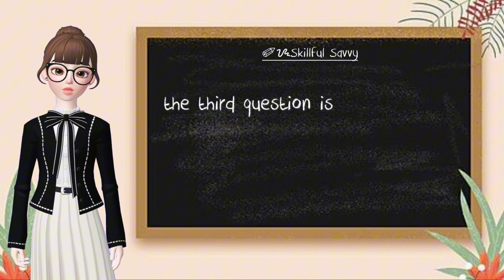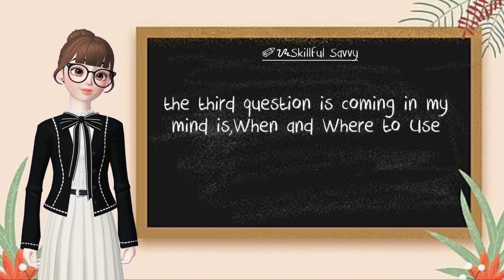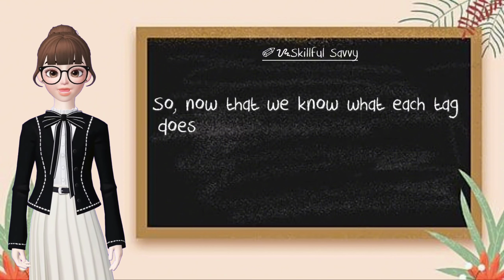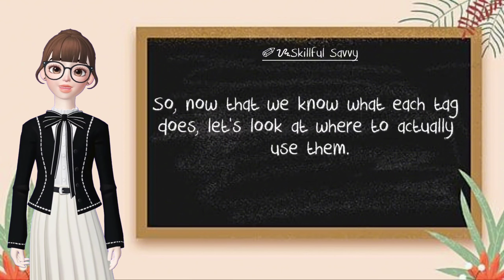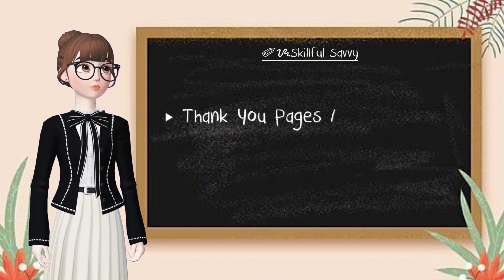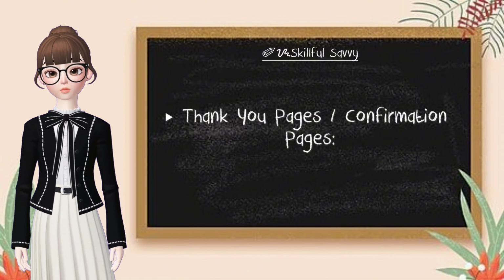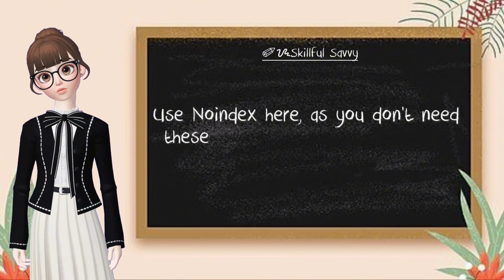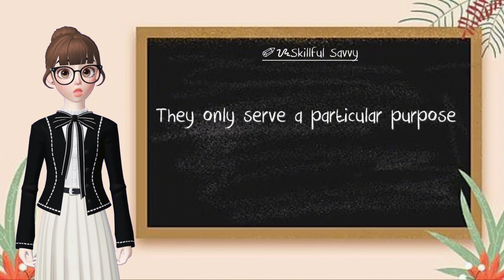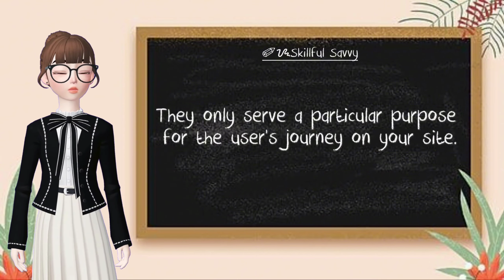The third question that comes to my mind is when and where to use robot tags. So, now that we know what each tag does, let's look at where to actually use them. Here are some examples. Thank you pages and confirmation pages. Use noindex here, as you don't need these showing up in search results. They only serve a particular purpose for the user's journey on your site.